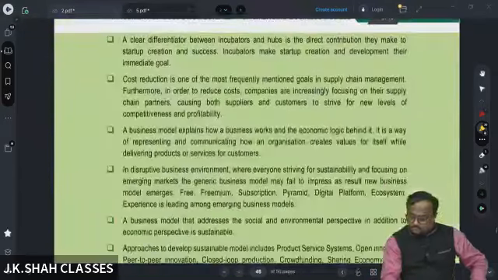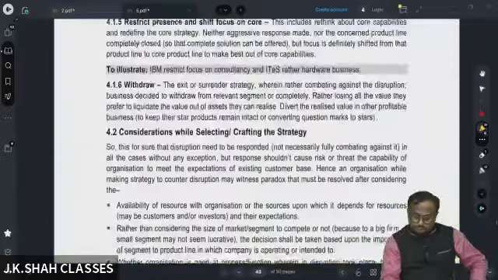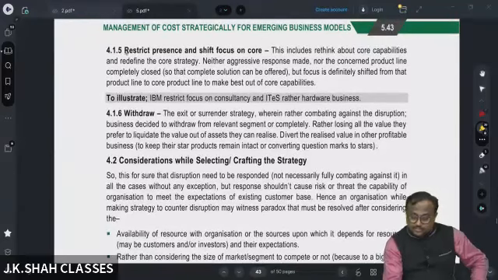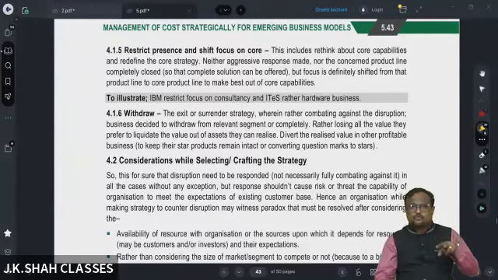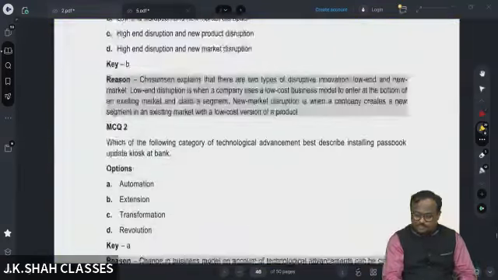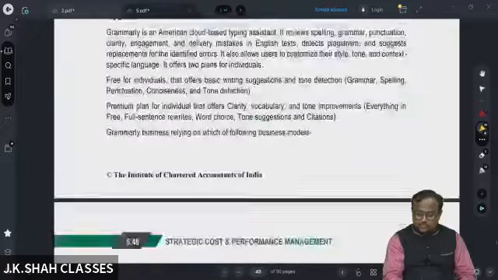So now the last one is, okay, this one is restrict presence and shift focus on core. Focus on basic things, focus on core, and proceed. And last one is withdraw. Surrender your strategy, withdraw your product from the market. That is a simple way of avoiding disruption. Now, guys, there is nothing to be discussed in MCQs. Also, you can go through MCQs.